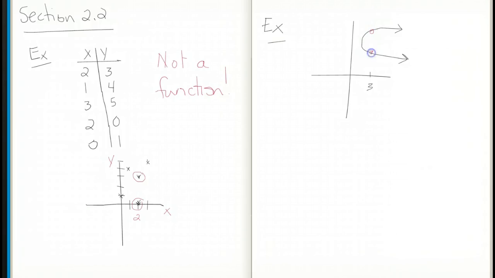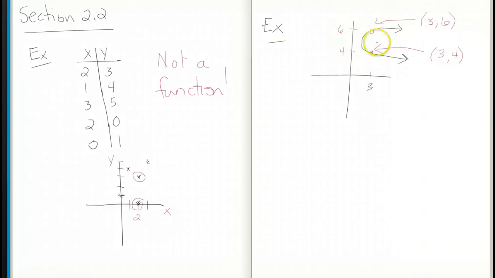Notice that what that means is that the point right there would have an ordered pair 3, comma, some kind of y value. We could call this maybe 4, and this could be 6. So that first point's ordered pair would be maybe 3, 4. This ordered pair right there would be 3, 6. Again, I just chose those numbers. I'm just making up the example.